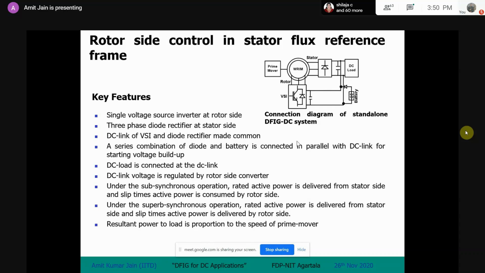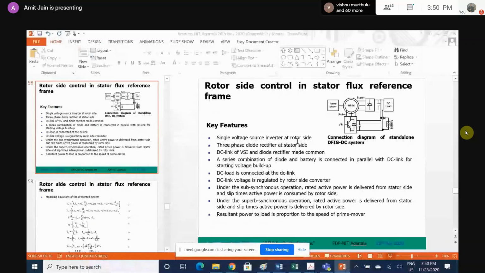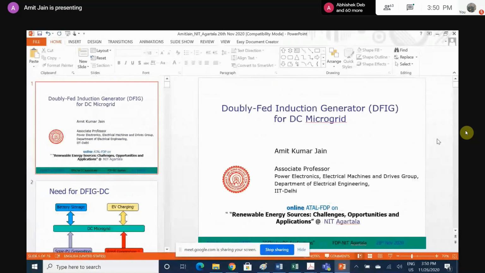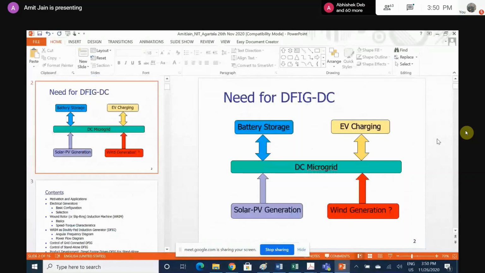So let's talk about that. This presentation is a general presentation which I have made earlier. I just want to tell the participants who are new to this area how the slip-ring induction machine works. It's not a conventional machine, right? It's not a squirrel cage induction machine.